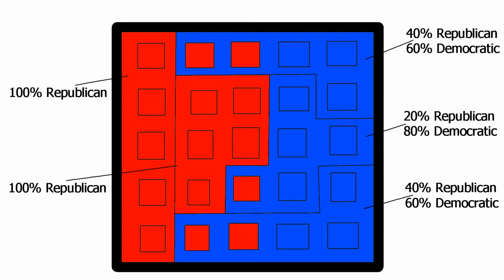This is demonstrated well by the 40% Republican, 60% Democratic districts. You need 3 votes to win. The Democrats have exactly 3 votes in each of those 2 districts. They're not wasting any votes.